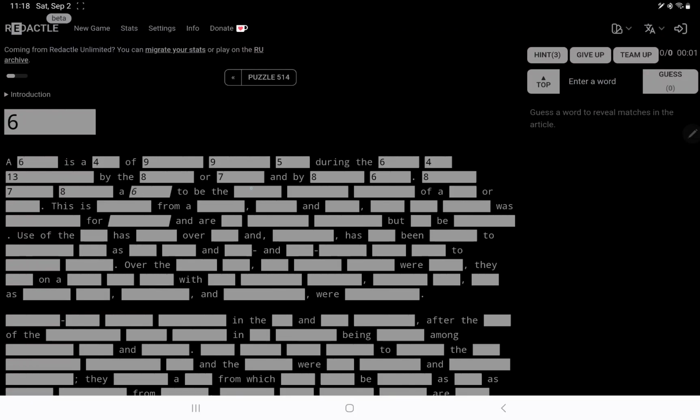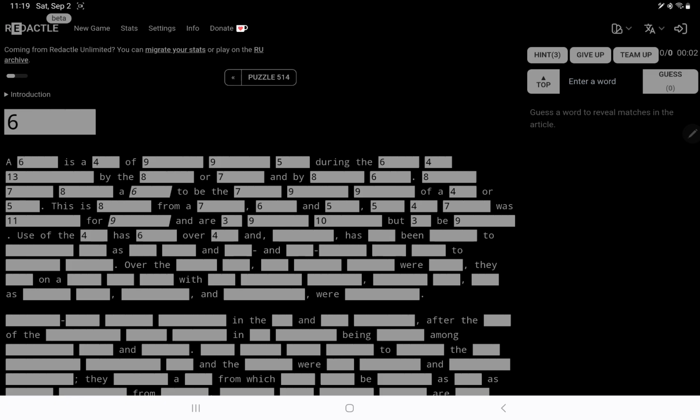8, 7, 8, a 6 to be the 799 of a 4 or 5. Could 8, 7 be a person? This is separate from a 7, 6, and something, or this is derived from? No. For 9, but maybe 9. Use of the 4. So here's where not having the word use redacted may help us.